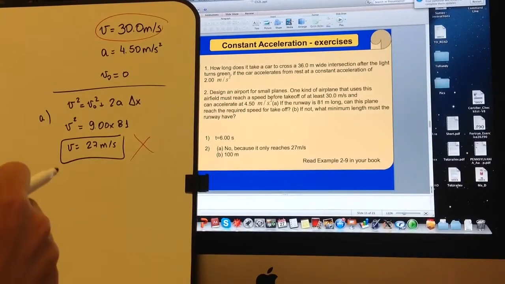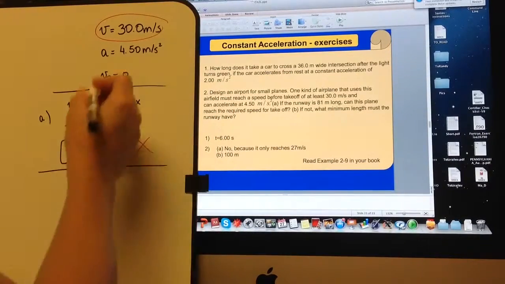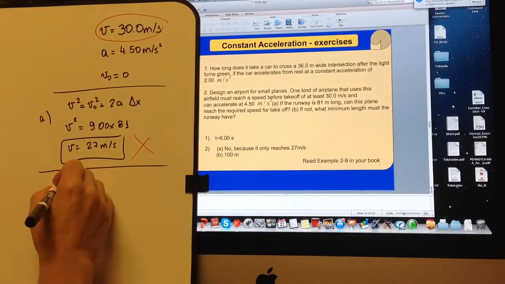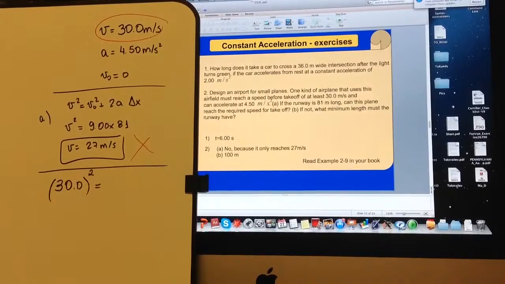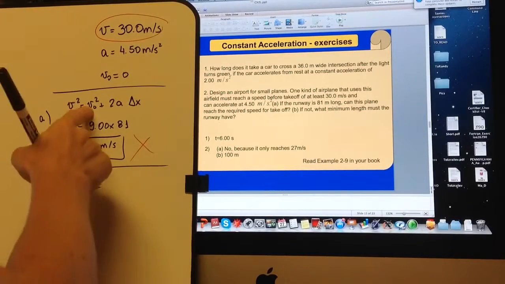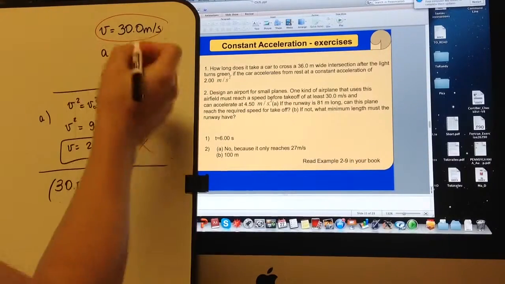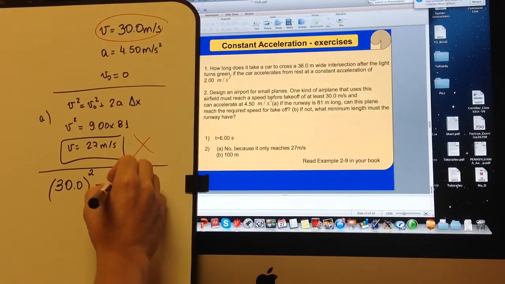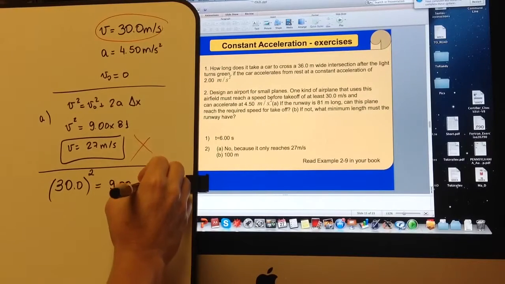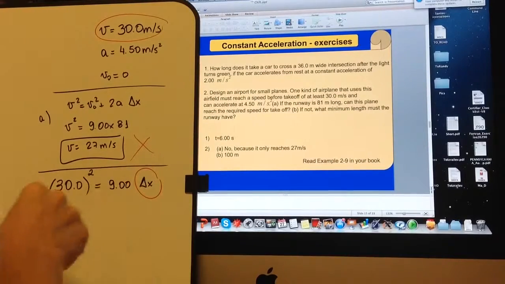Okay, so comes now the next question. If this is not enough, what is the minimum length that we need? Well, the minimum length is the one that will give us those 30 meters per second, right? The initial velocity is 0, so I'm not going to write it. The acceleration does not change, it is always the same for the same planes. 2 multiplied by that acceleration gives us 9, and from here you will find the delta x that we need, and you will see that delta x is 100 meters.